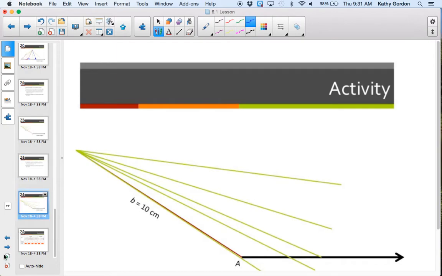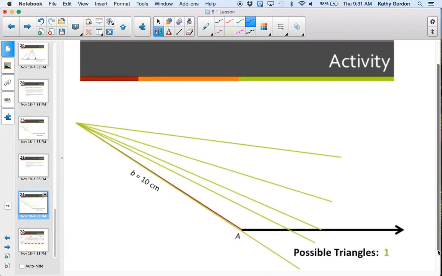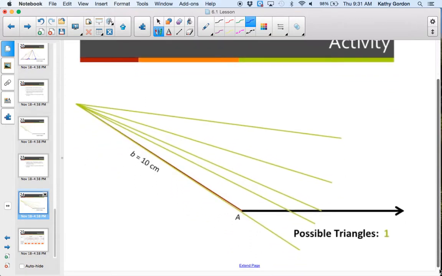So if I have something longer than B, I can make the one out here. Remember, we're not going to go this way because then this obtuse angle we're talking about isn't in our triangle anymore. So coming this way, there's only one possibility, and so there's one possible triangle there. So again, you would just go about solving it like you normally would.